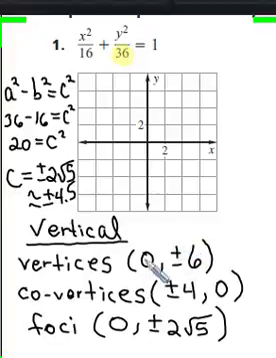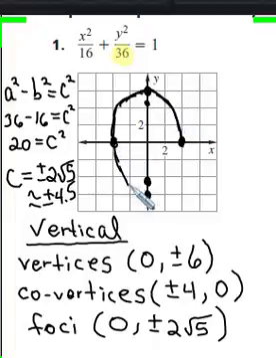All right, so to graph, we're going to go 0, 2, 4, 6. 0, negative 2, negative 4, negative 6. Positive 4, 0. Negative 4, 0. The foci are approximately 4.5, so about there and about there. Then do your best to draw through. And that's it.